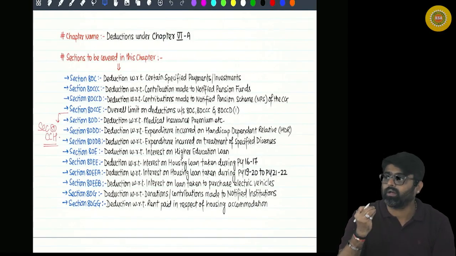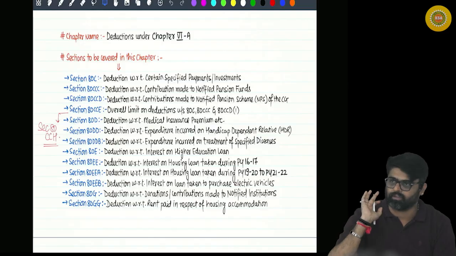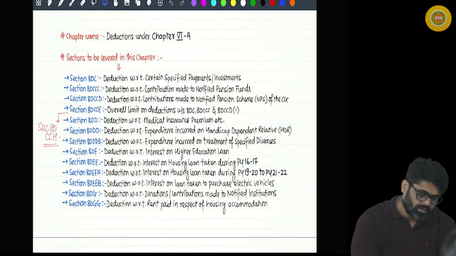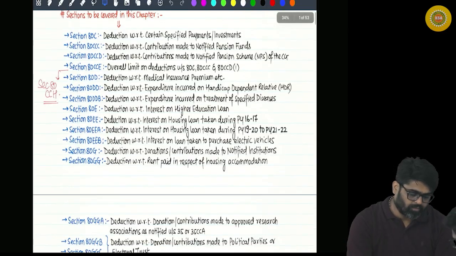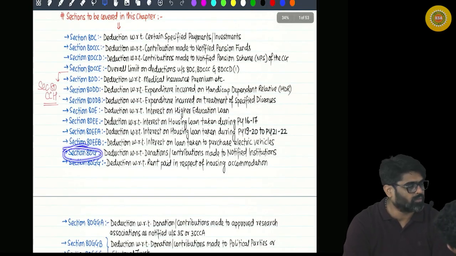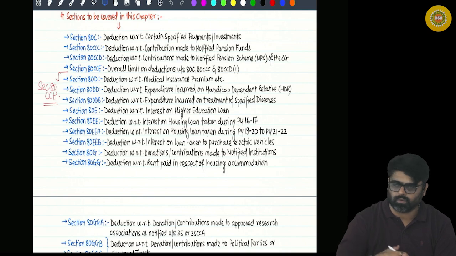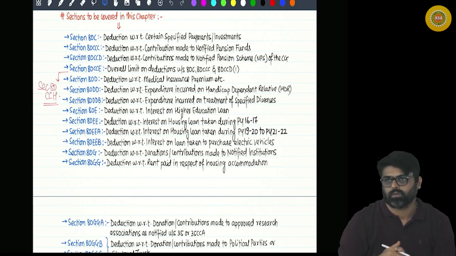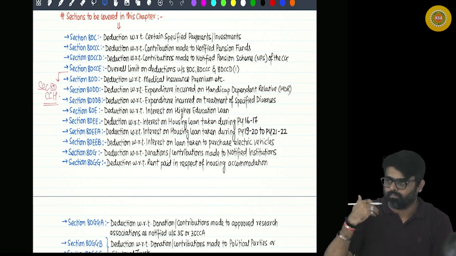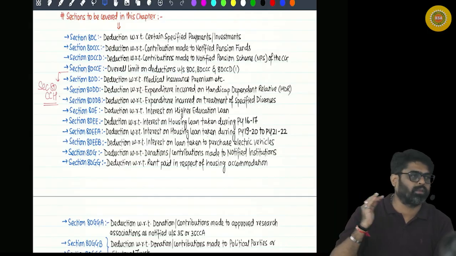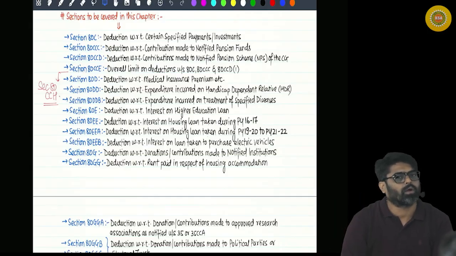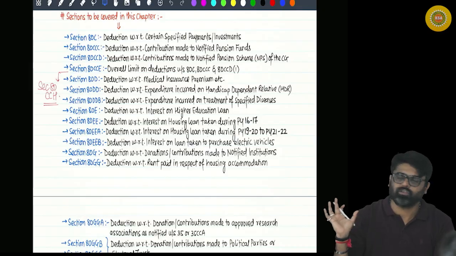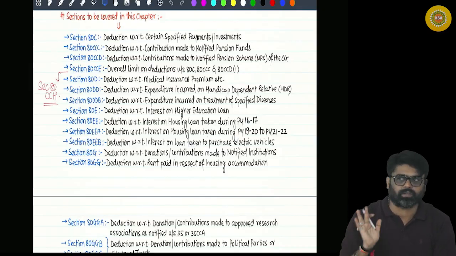In the majority of the questions, you will get the 80C deduction. Then 80D is also very important. Then 80G is also very important. If you look at the questions of past exams, previous year papers, or MTPs, RTPs, everywhere, in almost the majority of the questions, these three deductions are compulsory.